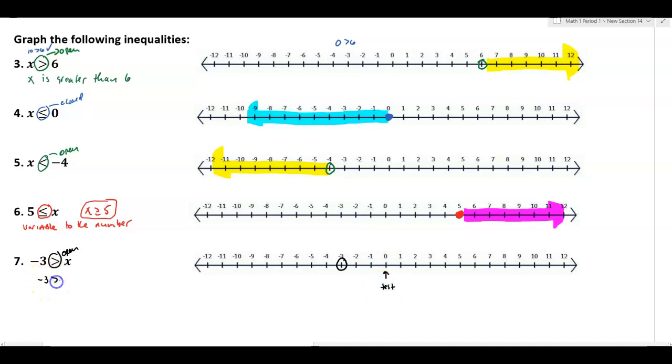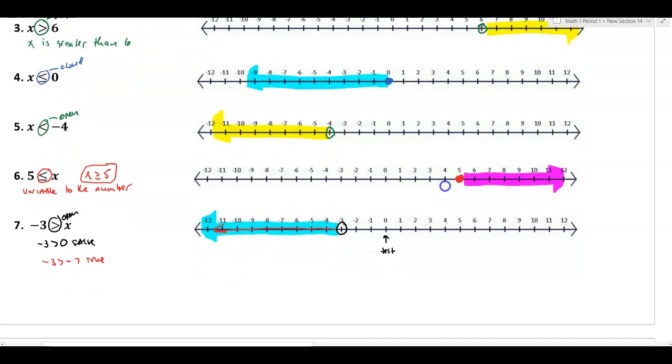Is -3 greater than 0? No, that's false. Therefore, that's not in the shaded region. Therefore, I would shade the opposite way. If I plug a number in, say -7, is -3 greater than -7? That's true. Then I would shade through -7. So it's called using a test point to determine.